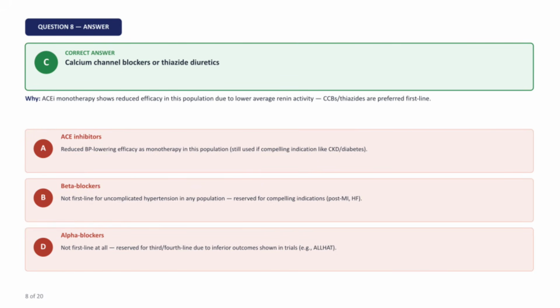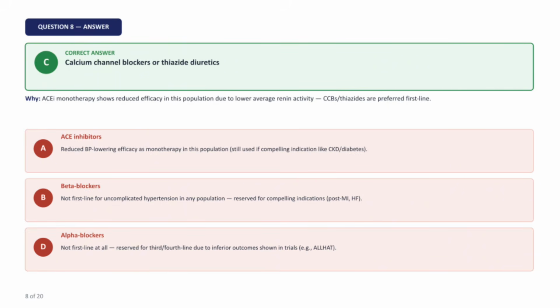Calcium channel blockers or thiazide diuretics. ACE inhibitor monotherapy shows reduced efficacy in this population due to lower average renin activity. CCBs or thiazides are preferred first line. Now, why isn't A correct? Reduced BP lowering efficacy as monotherapy in this population, still used if compelling indication like CKD or diabetes.